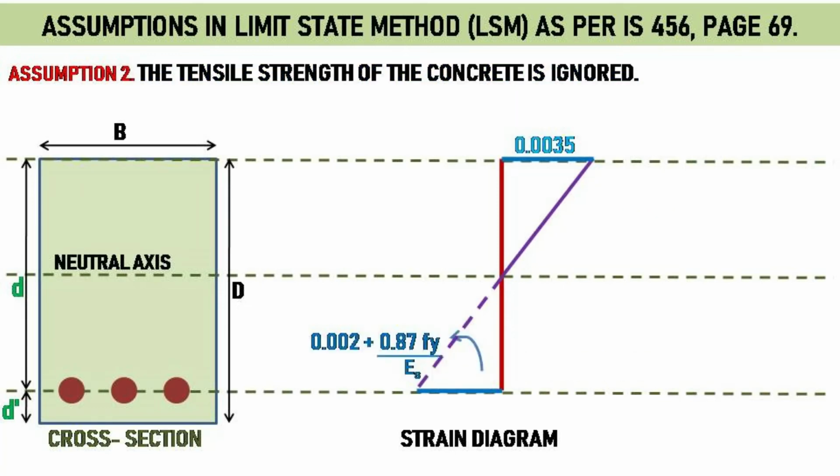Slide 19. Assumption 2. The tensile strength of the concrete is ignored. Concrete will also have some tensile strength, but when compared to steel it is not that predominant. Therefore, by ignoring the tensile strength of concrete, we are neglecting concrete in the tension zone. So, both the strain diagram and stress diagram of the cross-section are drawn till the center of tension reinforcement only.